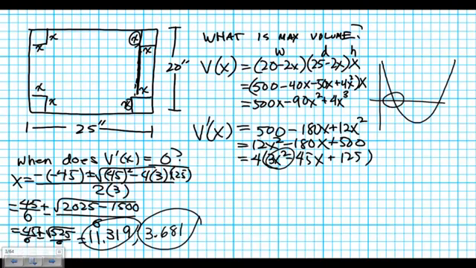So now, I believe we're to the point. What is the volume that got maximized? The volume is equal to 25 minus 2 times 3.681, times 20 minus 2 times 3.681, and multiply that whole thing by 3.681. That was the original equation, with us dropping the value of x into those 3 spots.